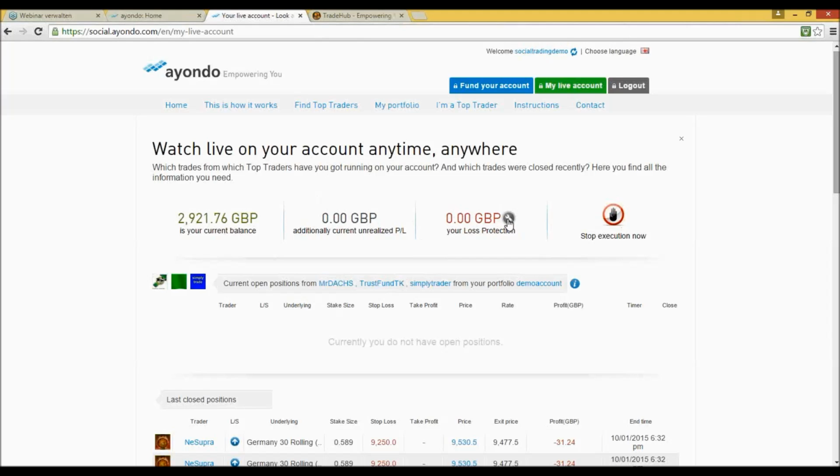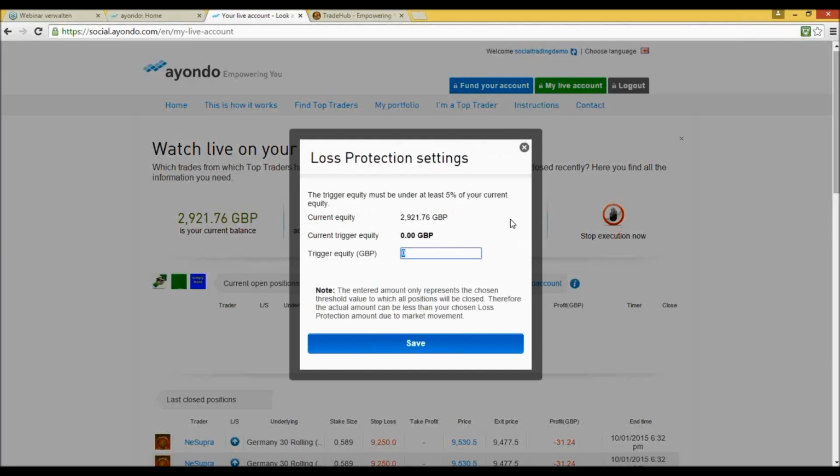So I'll just tell you exactly what this loss protection means now. This is pretty important for anyone who's looking to minimize their risk and doesn't want to take too much risk. Simply what it allows you to do is stop the execution of the account automatically. At the moment, my current equity is shown here at 2,921. If I want to make sure that my account doesn't go below 2,500, all I'd need to do is simply type in 2,500.